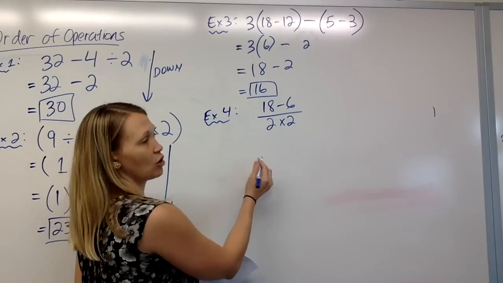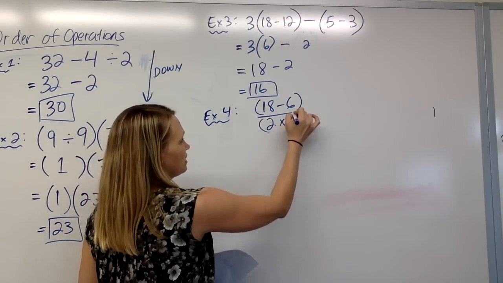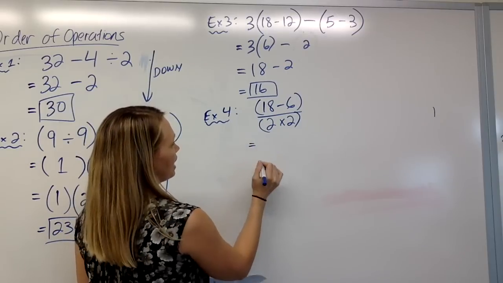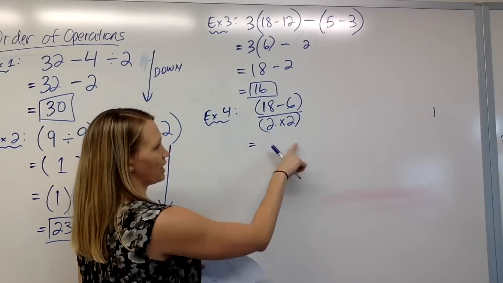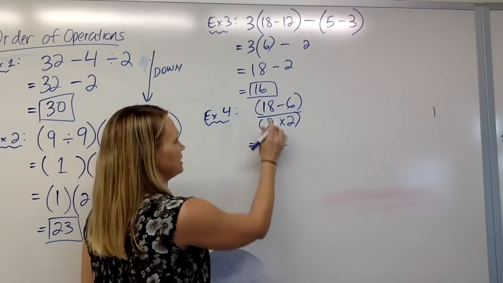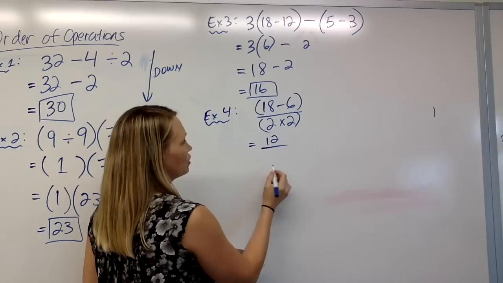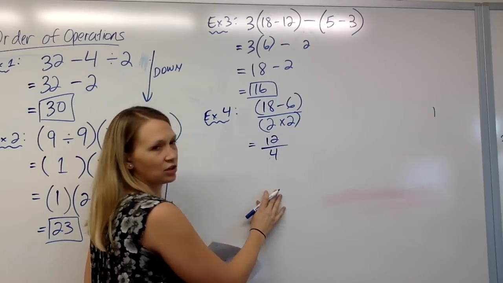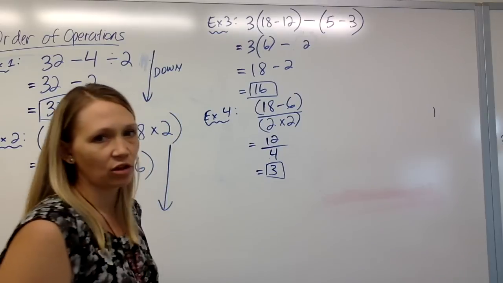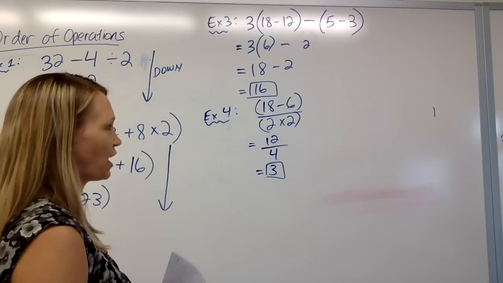You need to remember that a long fraction bar really means that these quantities are in parentheses. So I can do 18 minus 6 on the top, and I can do 2 times 2 on the bottom in the same step, no problem, because they're both in parentheses. 18 minus 6 is 12. 2 times 2 is 4. Oh my goodness, what's 12 divided by 4? Wow, this was an easier problem than it looked. Okay, so that's my fraction bar example.